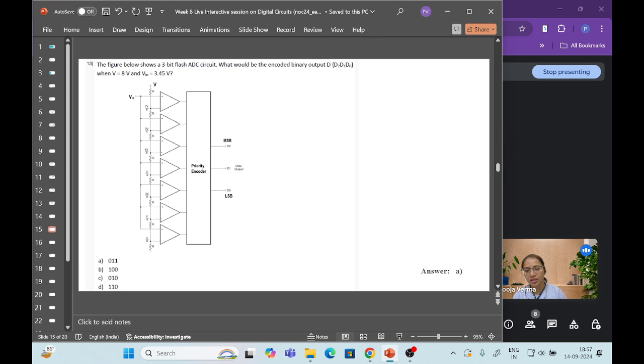So moving to the next question. The figure below shows a 3-bit flash ADC circuit. What would be the encoded binary output, that is D0, D1, D2, when V is given as 8 volt and V in is equal to 3.45 volt? This is a 3-bit flash type ADC. So how can we solve it?